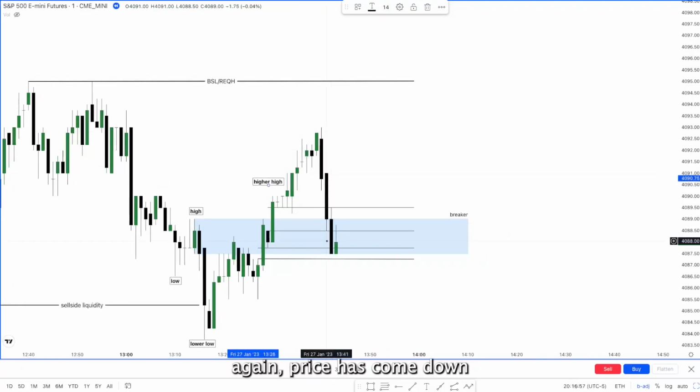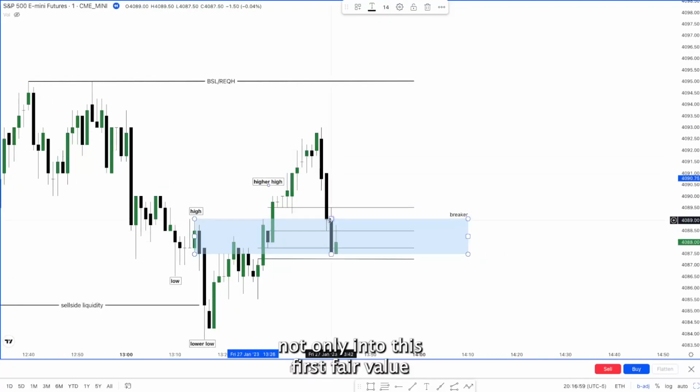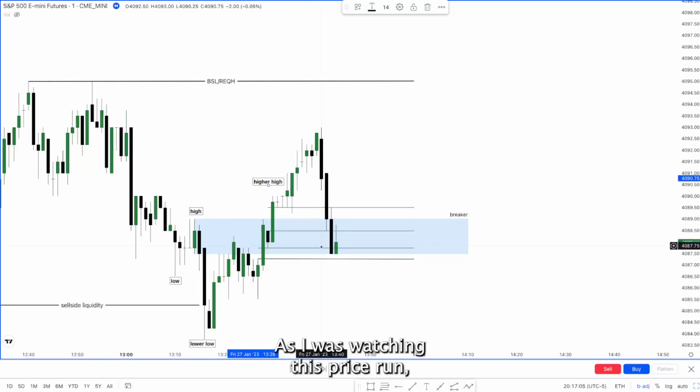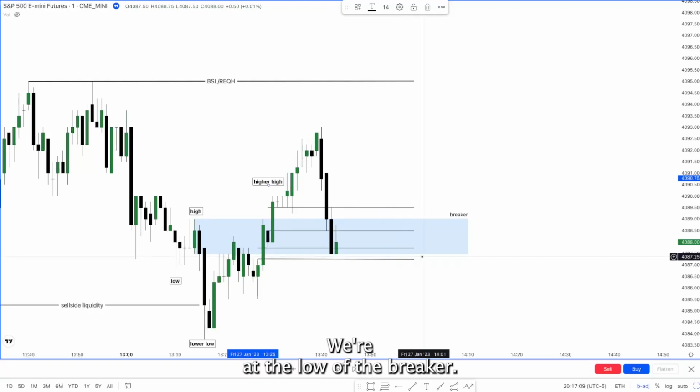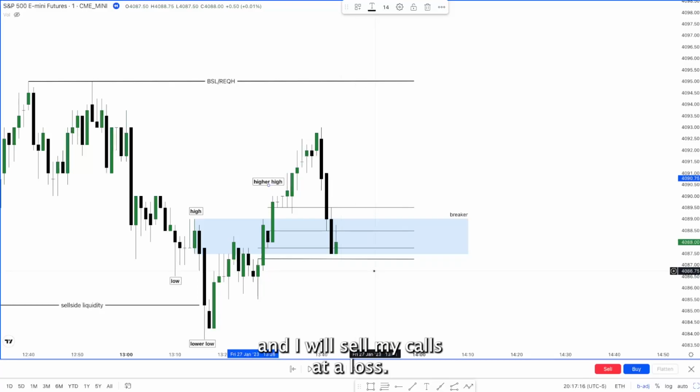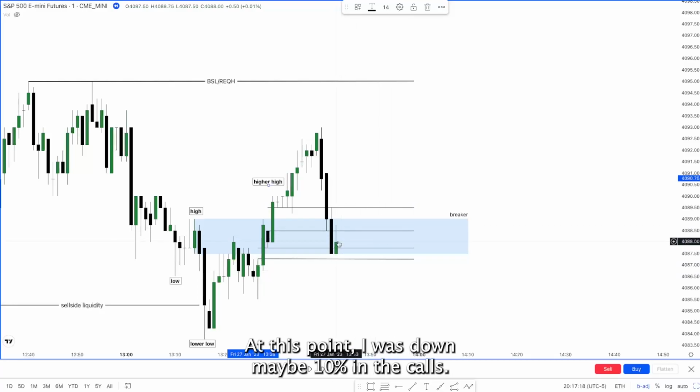Again, price has come down not only into this first fair value gap inside of the breaker, but also into this second fair value gap inside of the breaker. As I was watching this price run, I said to myself, okay, we're in this second fair value gap. We're at the low of the breaker. If we trade lower and close below here, I was wrong and I will sell my calls at a loss. At this point, I was down maybe 10% in the calls.